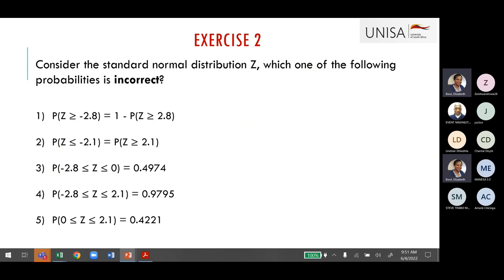So let's look at the next question. Consider the standard normal distribution of Z. Which one of the following probabilities is incorrect? I'm going to give you a few minutes. Just find the incorrect one. You can write your answer in the chat, and then we will come back and do some feedback.